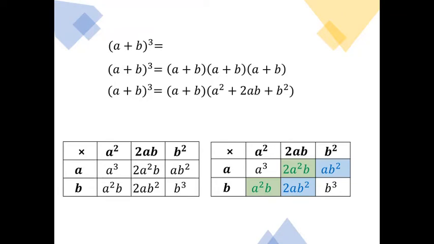So shaded in green, you can see that I've got two a²b terms, and in blue, I've got two ab² terms. Simplifying that gives me this tidied up version of the expansion: a³ + 3a²b + 3ab² + b³.